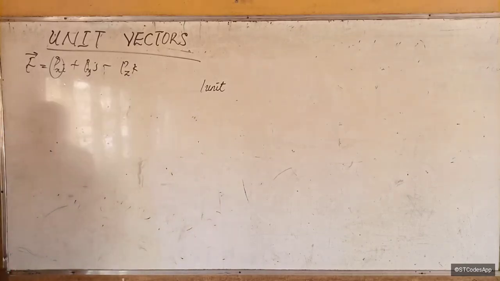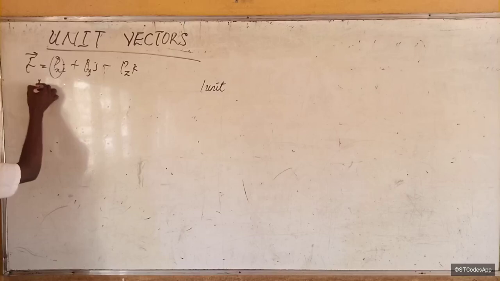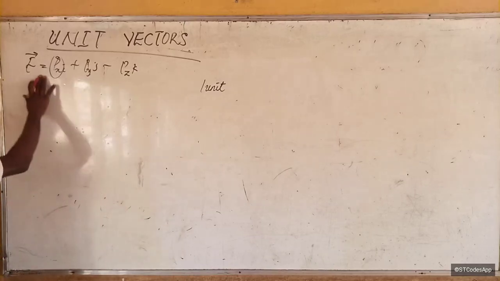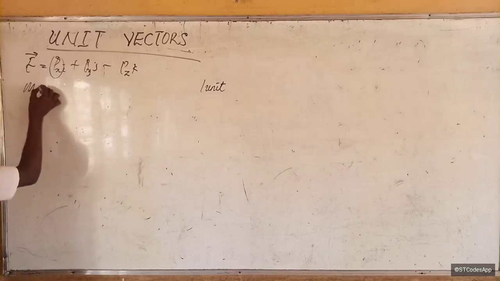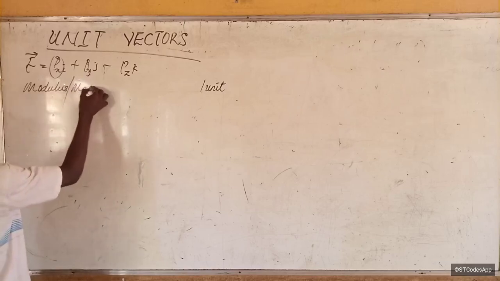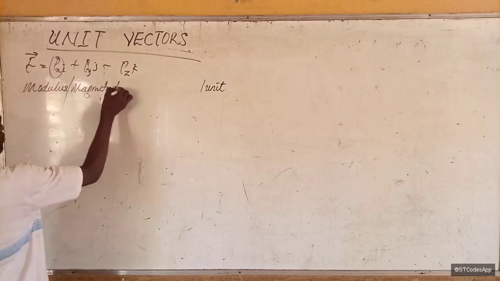All right. So now, how do we work with them? The first thing we should learn is, this is how we denote them. The first thing we should learn is how to find the modulus or magnitude of a unit vector. The magnitude of a unit vector.